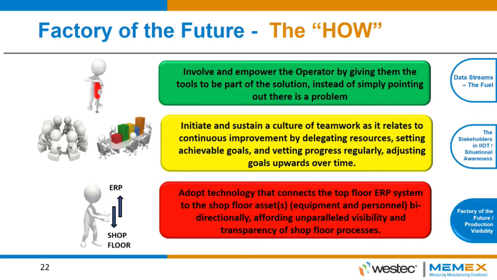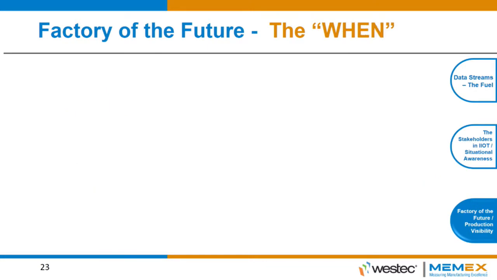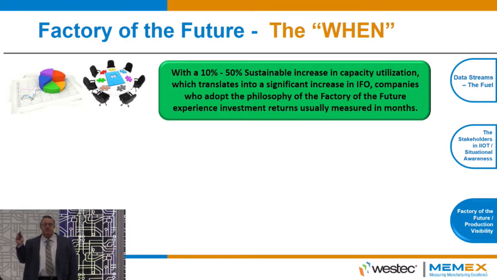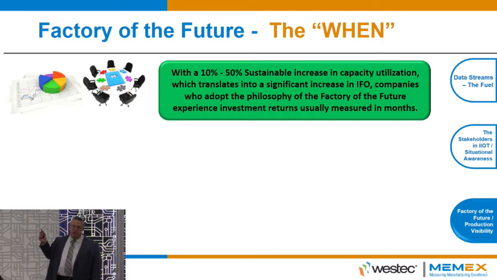And then connect, this is important as well. If we now have the ability to connect our ERP system with what's going on in the factory floor bidirectionally, we get all those transformational benefits, and they're available to everybody in real time. So the when. On average, implementations like this generate somewhere between 10 and 50% productivity improvement. So the return on investment or income from operations increase is usually measured in months at this point.